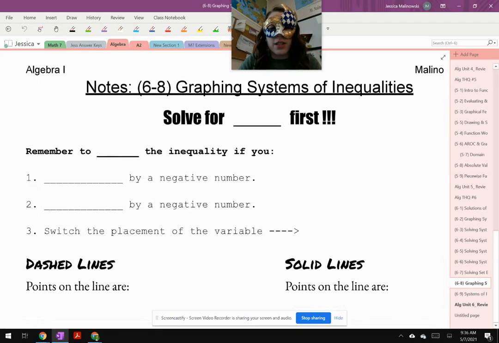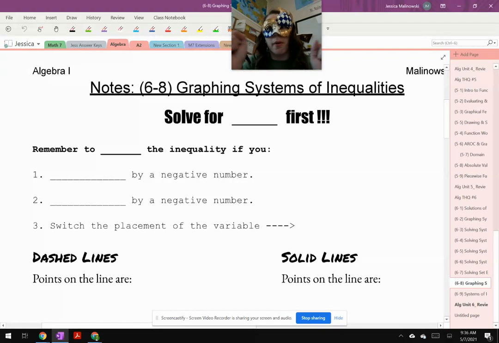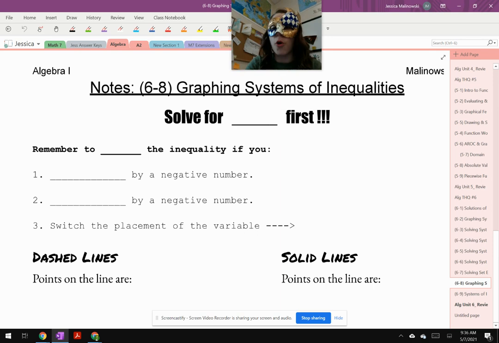Notes for 6-8. This is the second last lesson. We're almost there, for graphing systems of inequalities. This is going to be similar to the graphing inequalities that you've done before, where you have to do the dashed versus the solid line and the shading. The only difference is that you're going to be doing two of them. This unit's been all about systems, so there's going to be two of them on the same grid, and there will be some overlap that we're going to be looking for.